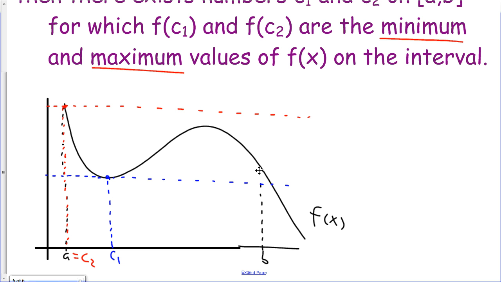Doesn't have to be that way. It just turns out to be, in this case, it is. All right. So on any continuous function on a closed interval, you're guaranteed that it hits a high point and a lowest point. And that is the end of this section here.